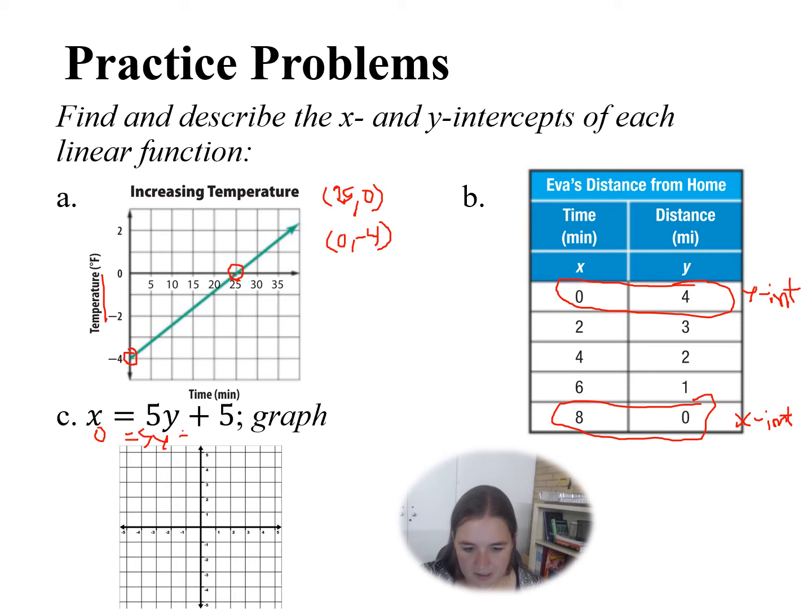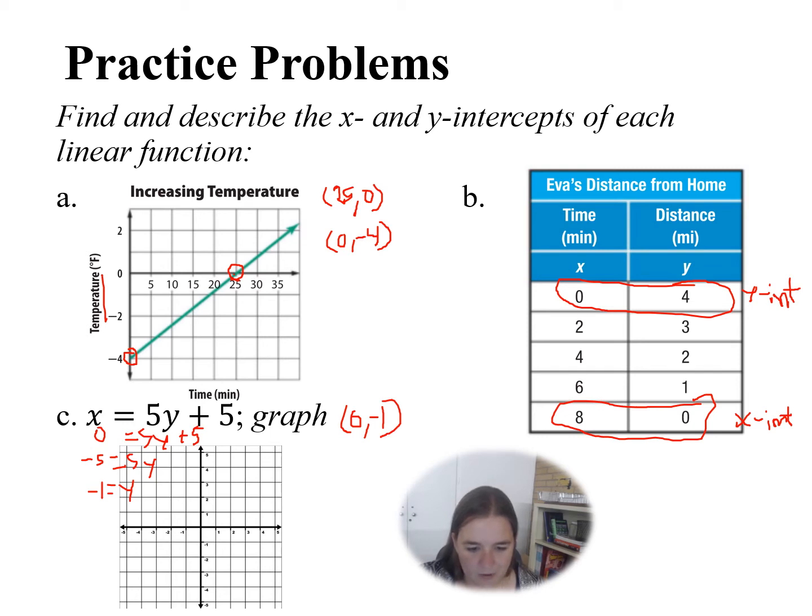5y plus 5. Take away 5 from both sides, and I get -5 equals 5y. So I get -1 equals y. So when x is 0, y is -1.